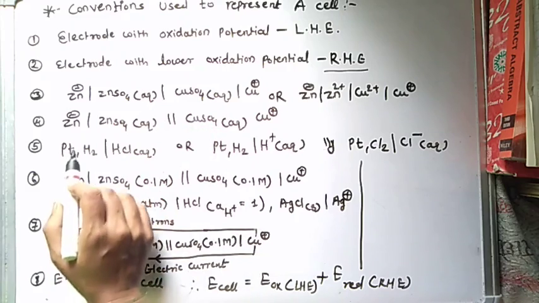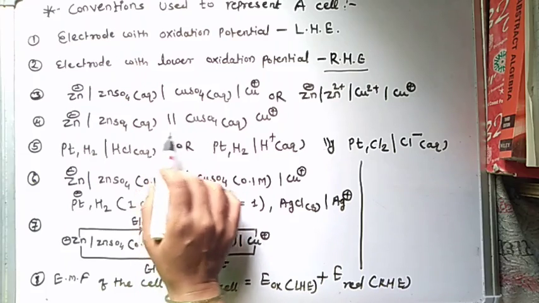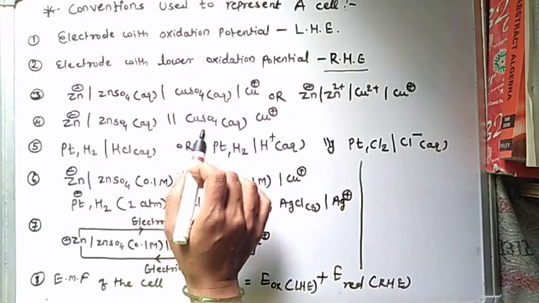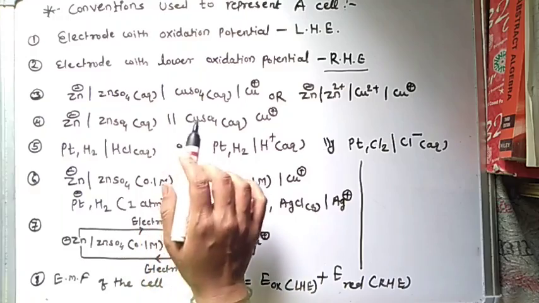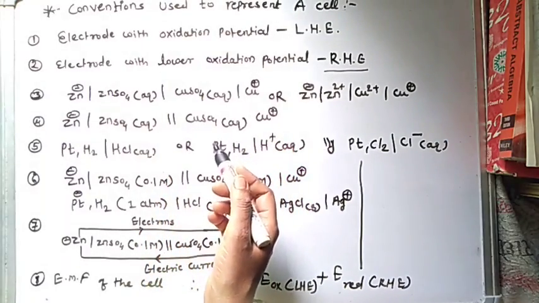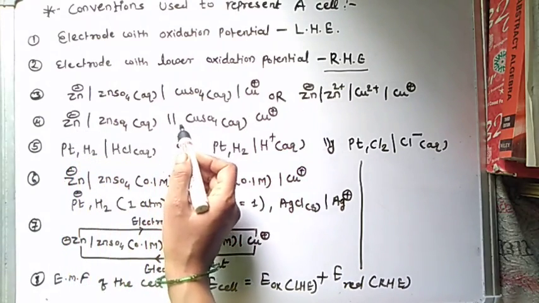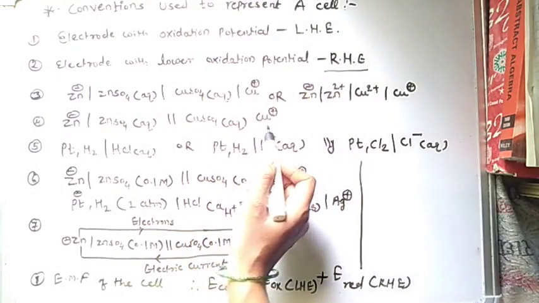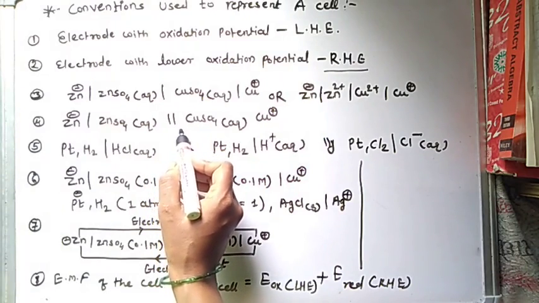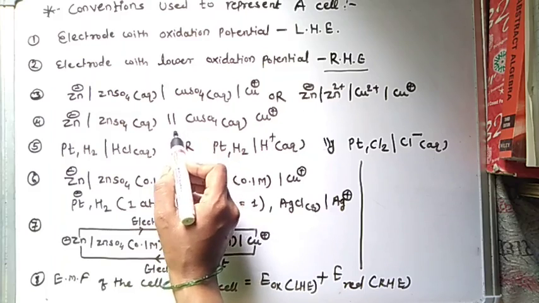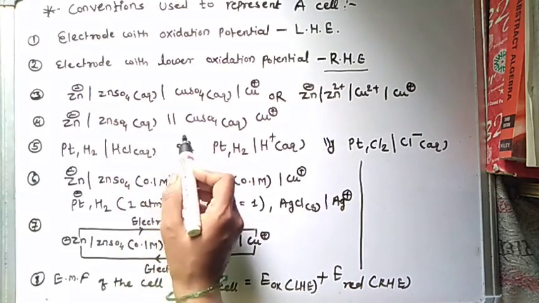The fourth convention is that a double vertical line, which is placed between the two salt solutions, indicates indirect contact between them. This is the way by which a salt bridge in the setup of the cell can be represented. For example, ZnSO4 || CuSO4 | Cu. This double vertical line represents the salt bridge, and it indicates the indirect contact between these two salt solutions, that is CuSO4 and ZnSO4 solutions.